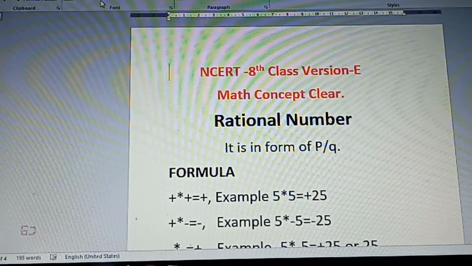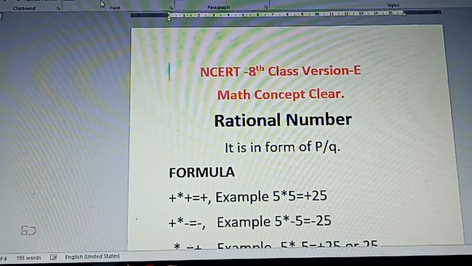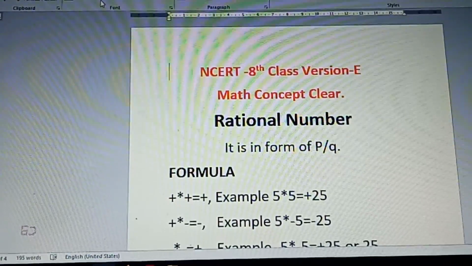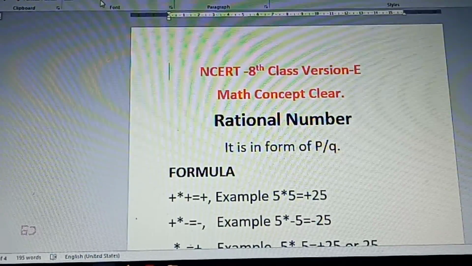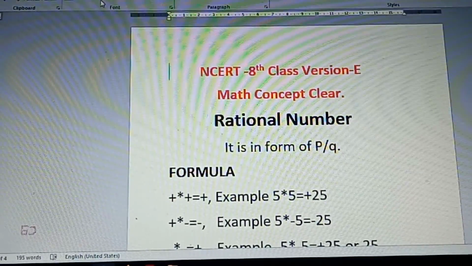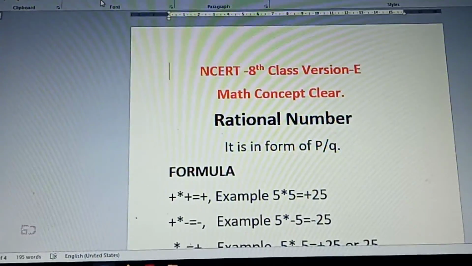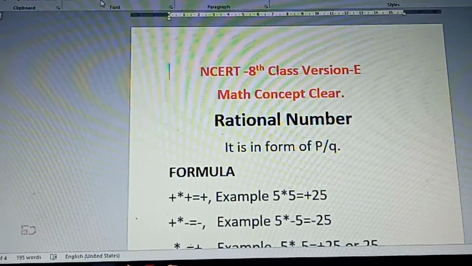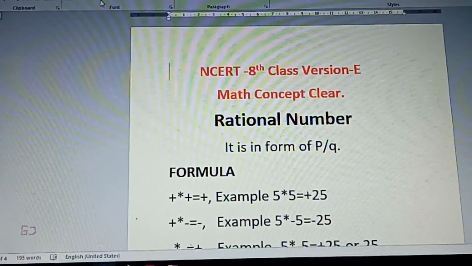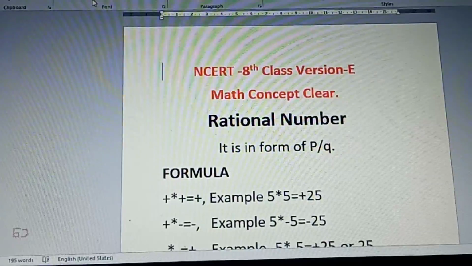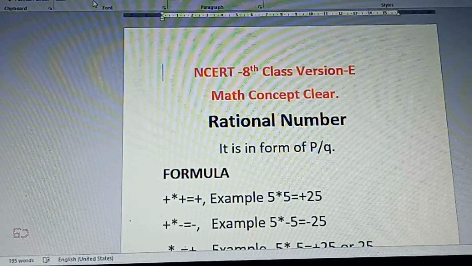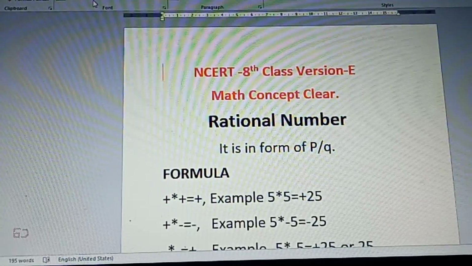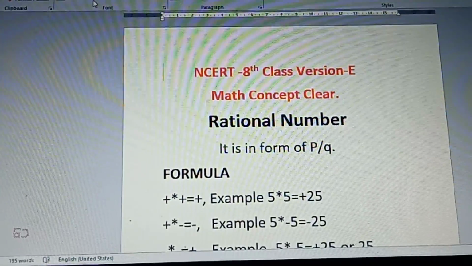You see my subject, NCERT 8th class Maths concept clear. My focus for all students is how to resolve any kind of rational number questions with a short trick. What we discussed yesterday, I am shortly creating as a PDF or Word file. You can check it.